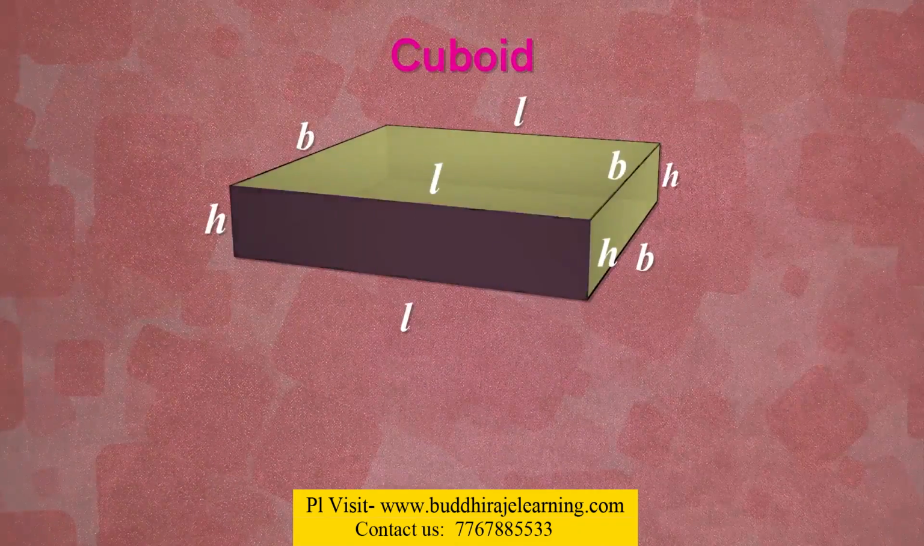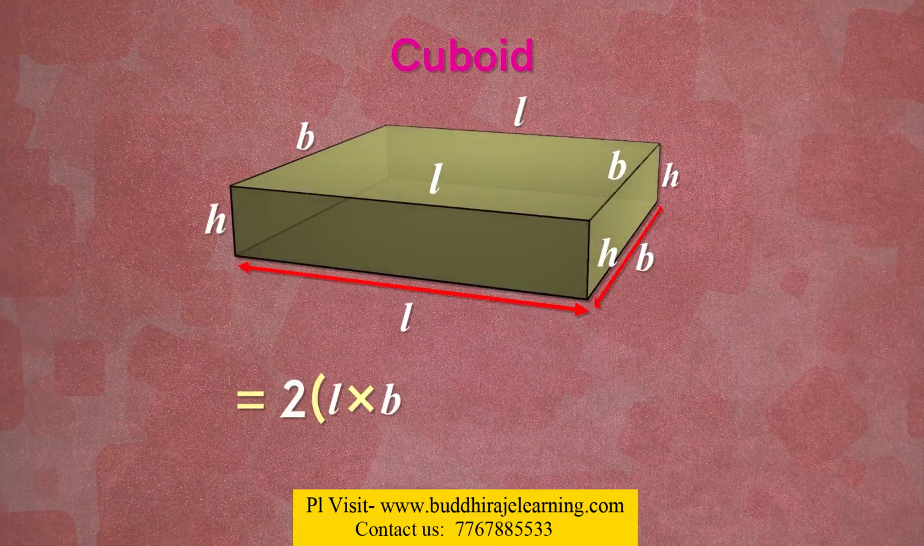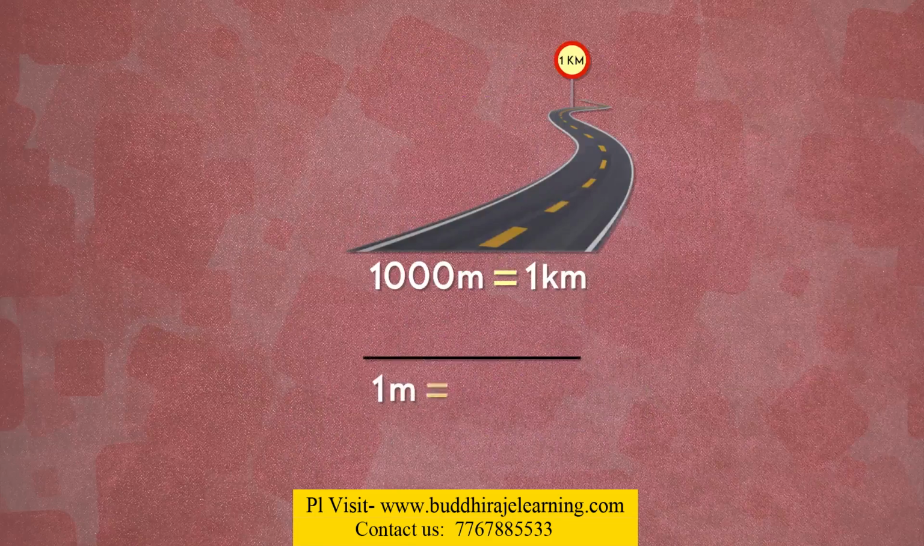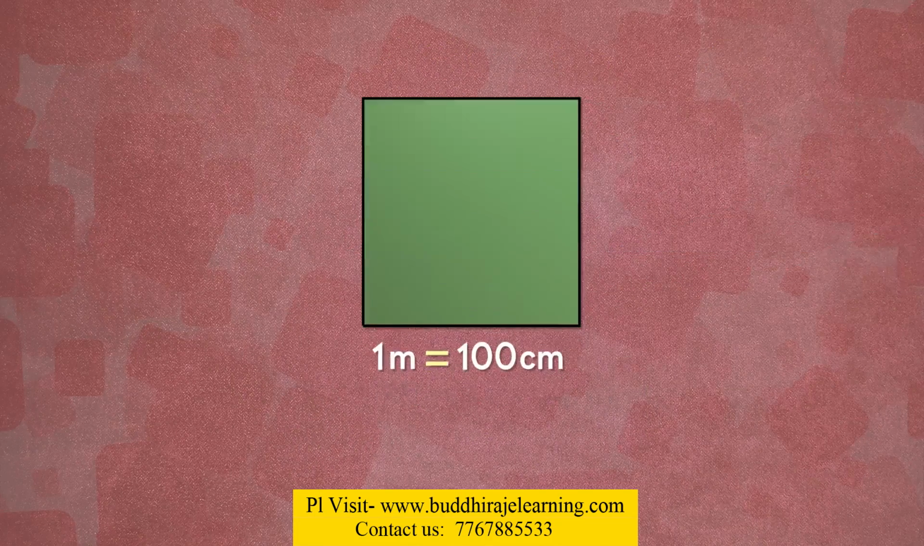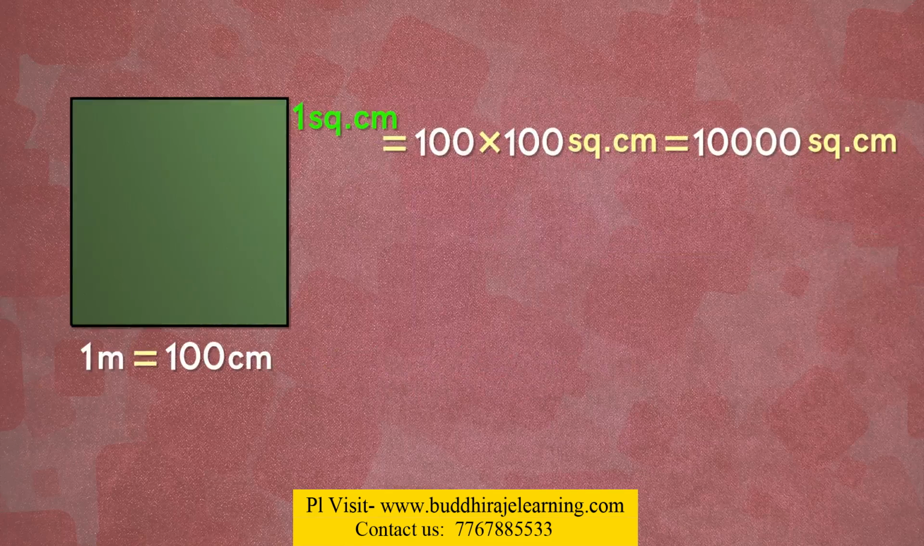Total surface area of a cuboid is equal to 2 in bracket L into B plus B into H plus L into H. Therefore, the total surface area of a cube is equal to 6L square. 1 meter is equal to 100 centimeters. 1 square meter is equal to 100 into 100 square centimeters, which is equal to 10,000 square centimeters, which is equal to 10 raised to 4 square centimeters.